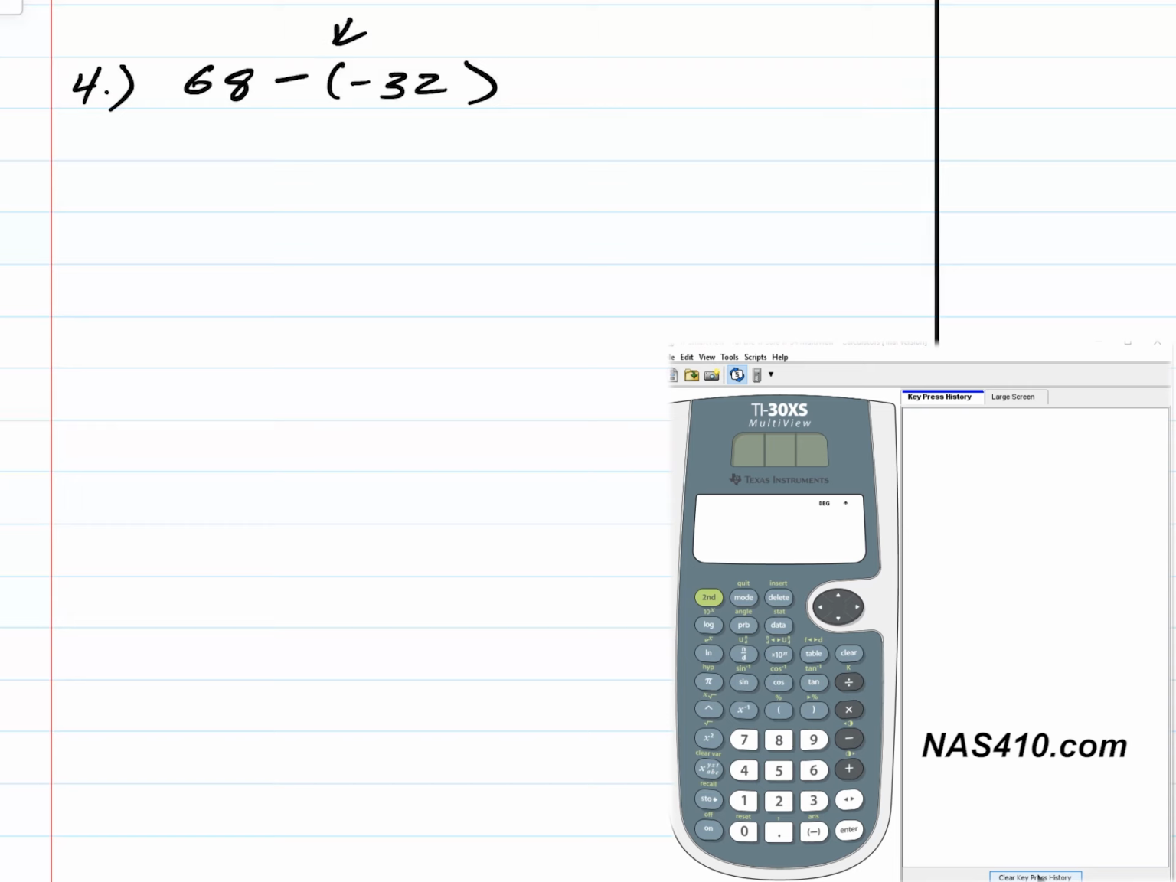Okay, I have 68 minus negative 32. And remember, two negatives make a positive. Okay, and so I could rewrite this as 68 plus 32 equals 100.